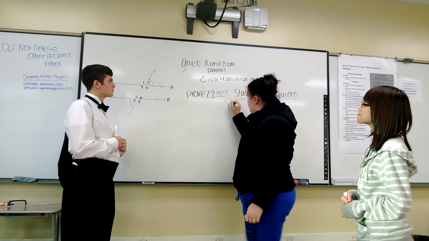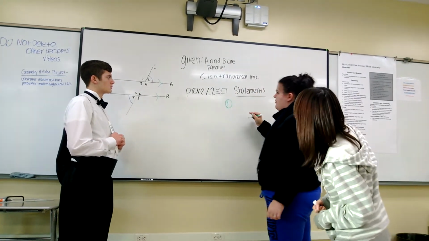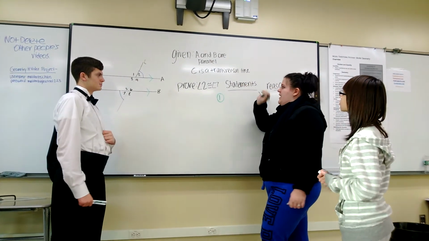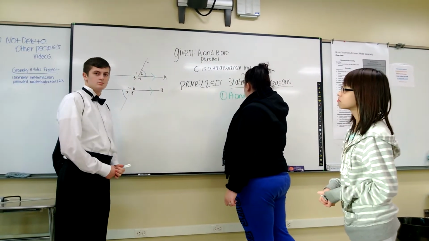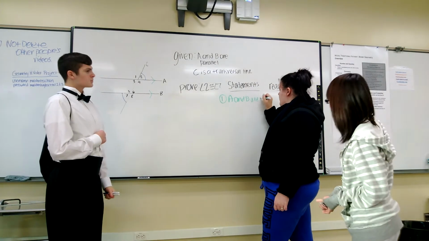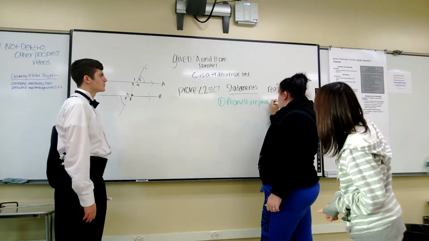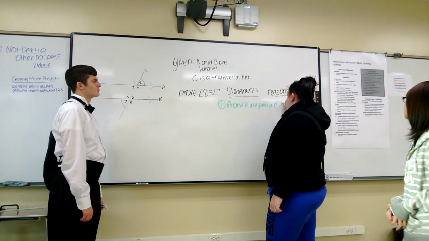Our number one in our proof is our first given. A and B are parallel lines. And the reason is because it's our given.